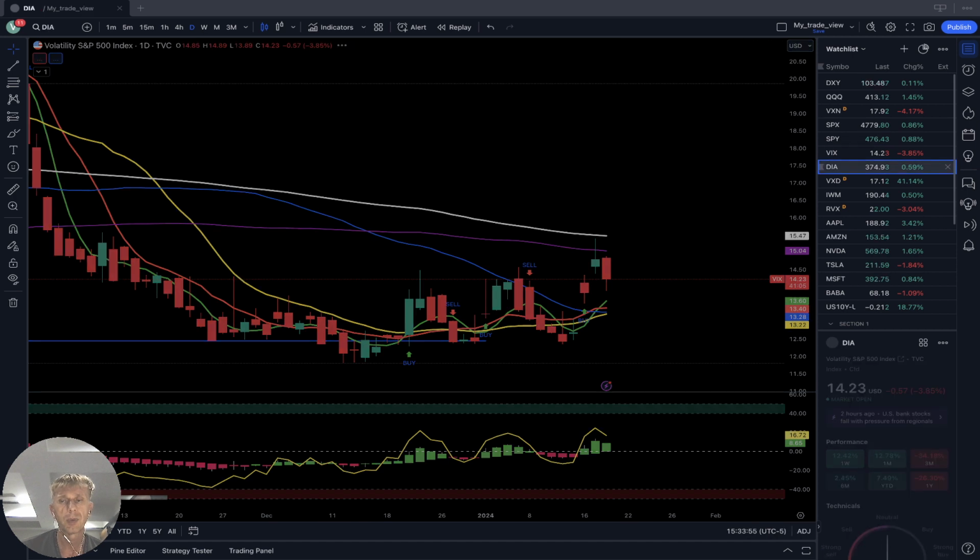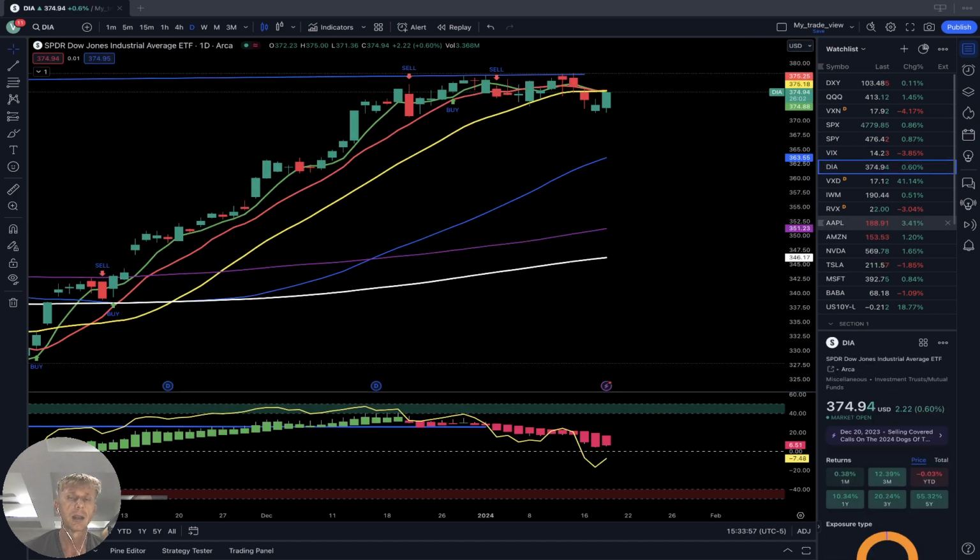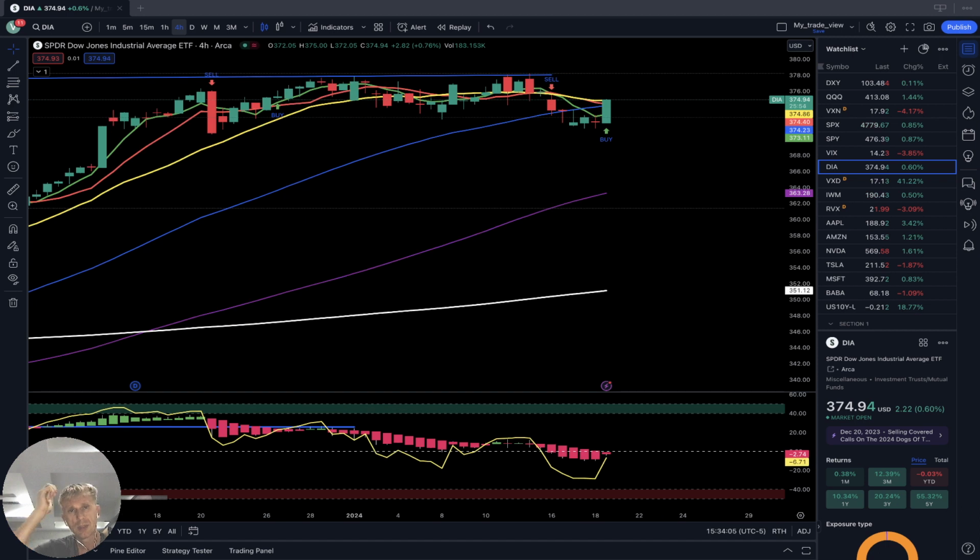Dow Jones plus 0.5%. Last bar still below SMA 20, still bearish territory, still bearish trend. 4 hours time frame, similar story, buy signal. Last bar just moved from the negative territory, it was below SMA 5, 10, 20, and 50. Now it's trying to break SMA 20. It could be a rejection from SMA 20.